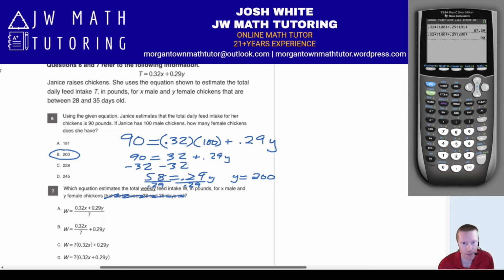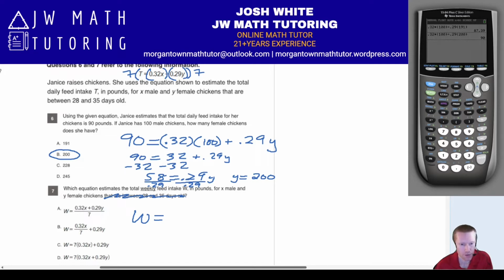So all we have to do is essentially take this entire thing and just multiply every single term by 7. Multiplying 7 by the daily intake, T, would give us W, the weekly intake. And on the right side, you're going to multiply both of these terms by 7, i.e., the amount of food eaten every day by all the males, so that's this whole expression by 7, and the amount of food eaten every day by the females, this whole expression also by 7.